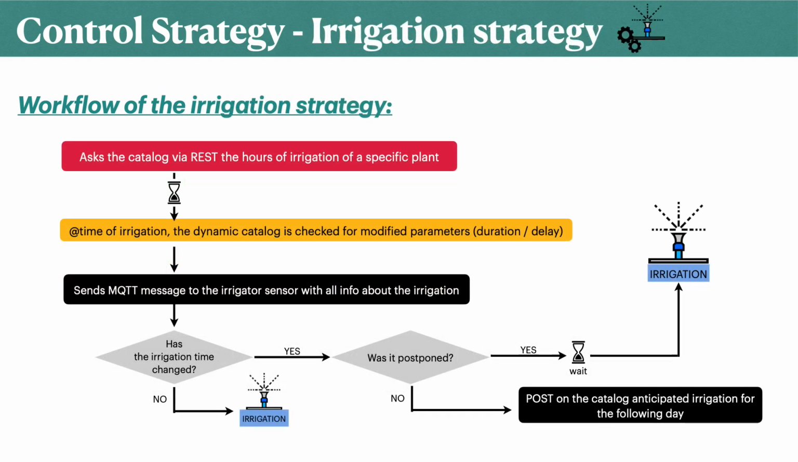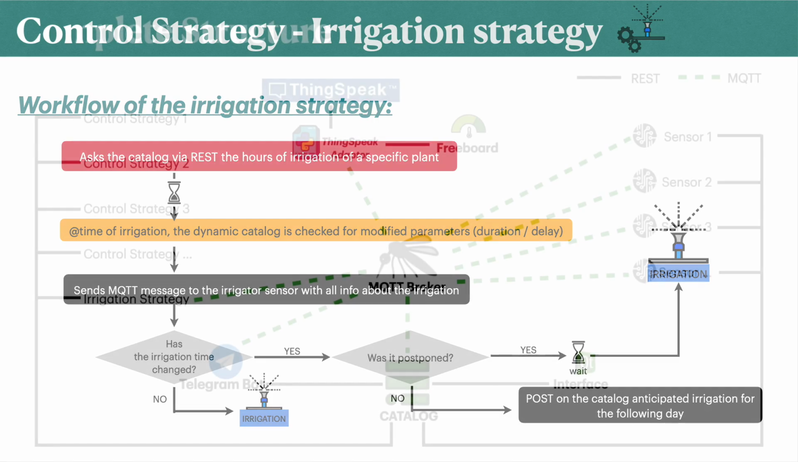The irrigation strategy asks the catalog for the hours of irrigation for a specific plant. It gets the time of irrigation and also checks the dynamic catalog for any modified values of duration or delay. The irrigator, according to values of duration and delay, decides when and how long it should irrigate the plant. In case the irrigation needs to be anticipated, the change is posted on the catalog for the following day.